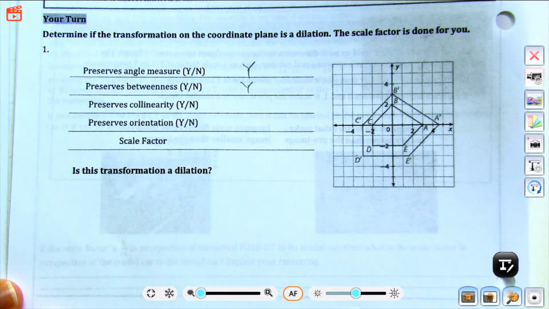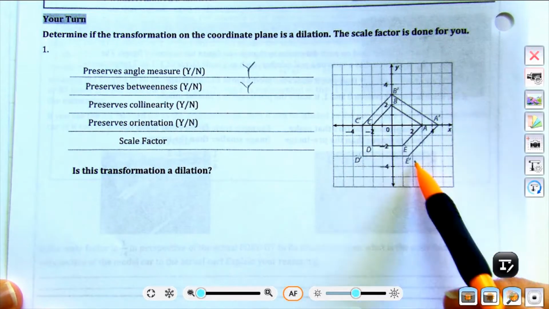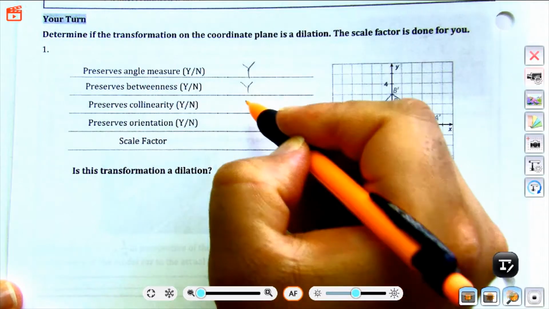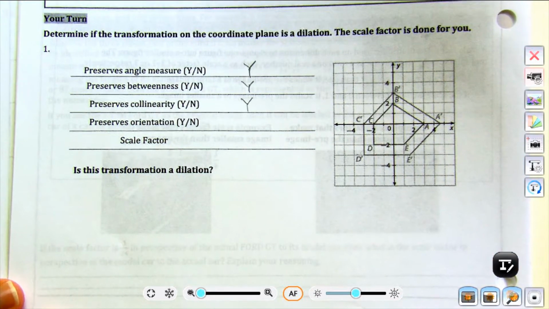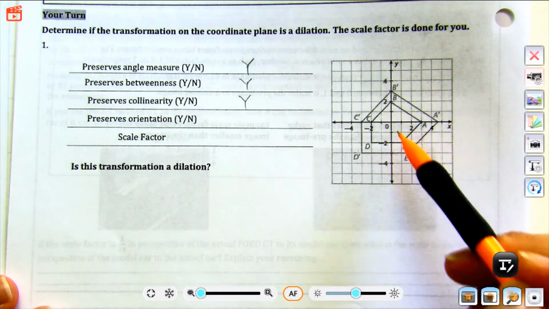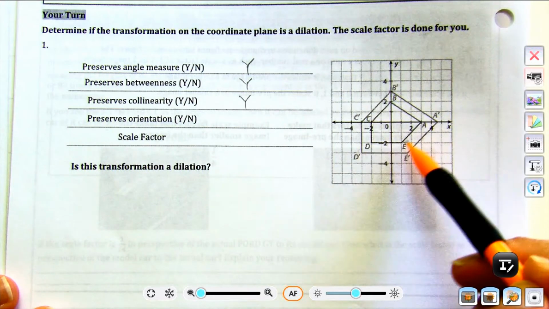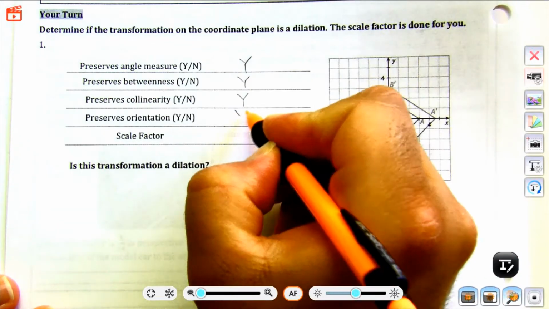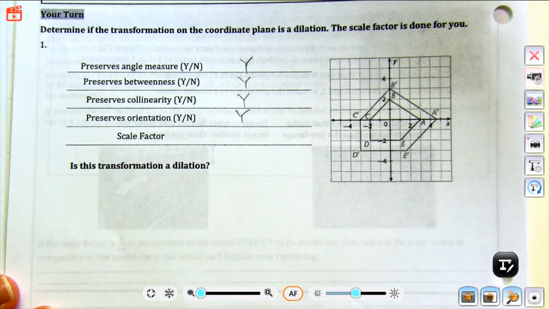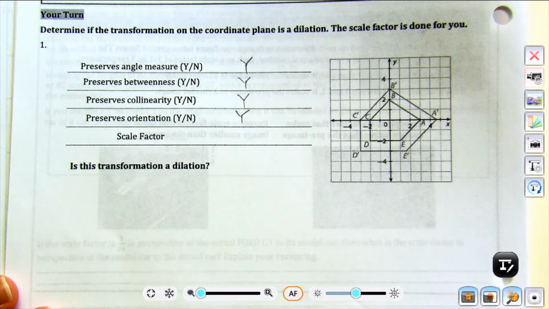Does it preserve the collinearity? So all of these points are on a straight line, and all of these points are on a straight line. That's a yes. And then does it preserve the orientation? So yes, that does. Looking at the pre-image and the image, they're all facing the same direction. That's a yes.